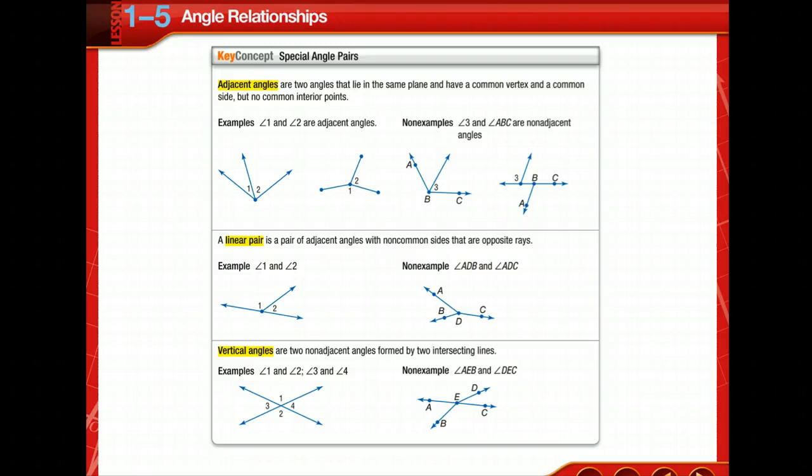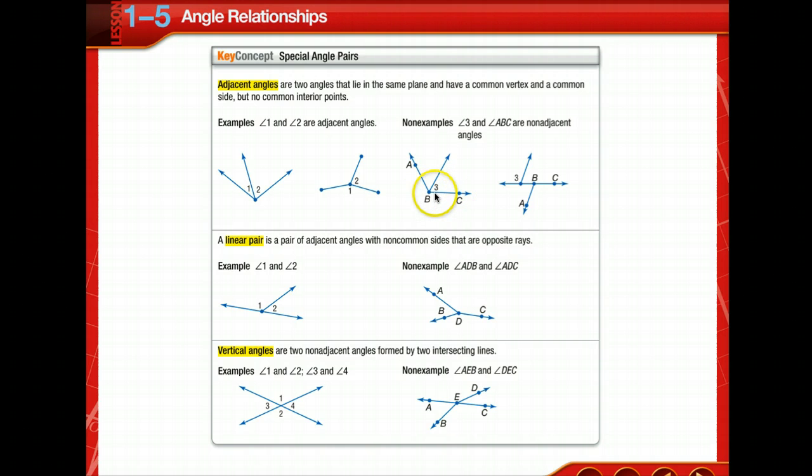So we've got a key concept here. What we need to know about this is that some pairs of angles are special because of how they're positioned in relationship to each other. There are three of the angle pairs described in this key concept. There's adjacent angles, and so they give you an example and a non-example.